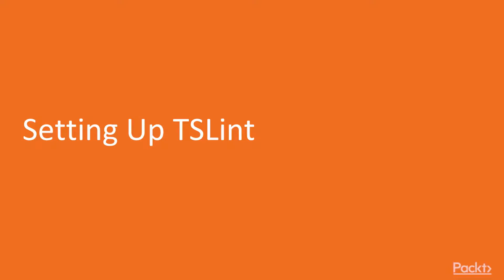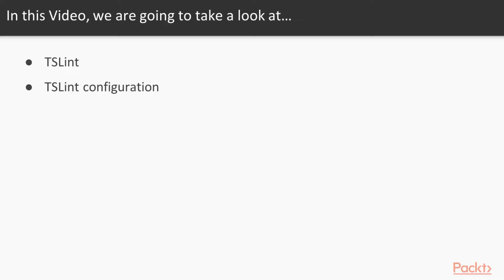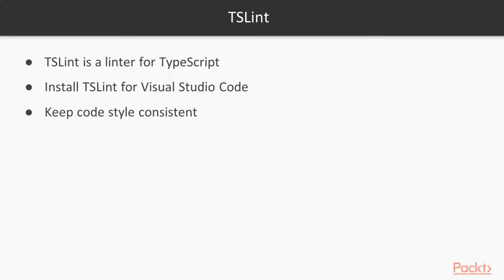First, we're going to learn how to set up TSLint. And during this video, we will go through some of the basics behind TSLint. As we learned in the previous section, linting is a process that makes sure that our code style is consistent, and we have installed TSLint for Visual Studio Code already. We are now going to take a look at how we can configure TSLint to suit our needs.